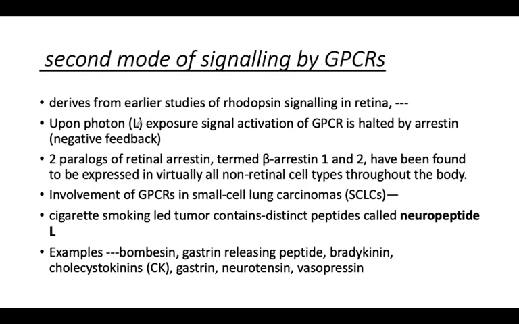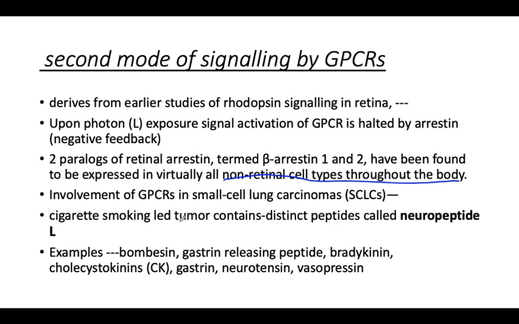Upon photon ligand exposure, signal activation of GPCR is halted by arrestin, a negative feedback. Two paralogs of retinal arrestin, termed beta arrestin 1 and 2, have been found to be expressed in virtually all non-retinal cell types throughout the body. They have been observed in all non-retinal cell types, but earlier they were identified in the retina. So upon the exposure of any photon energy emission, the retinal GPCR signaling tries to momentarily halt the stimulation. And similarly, the GPCR is also engaged in small cell lung carcinoma.